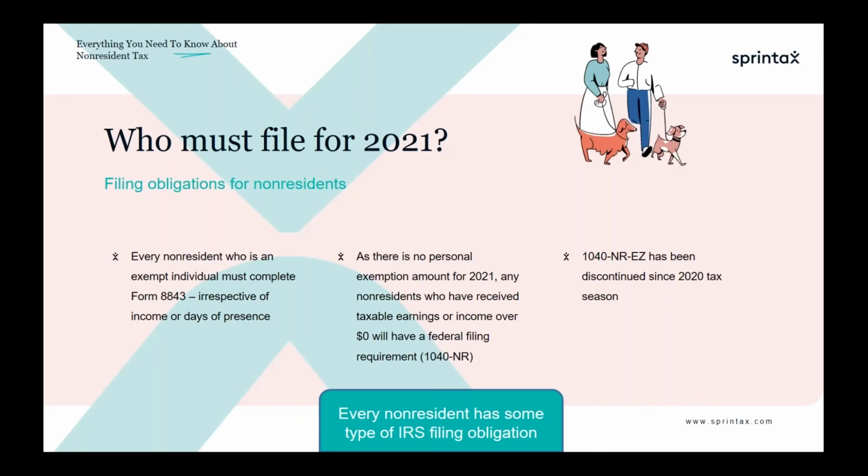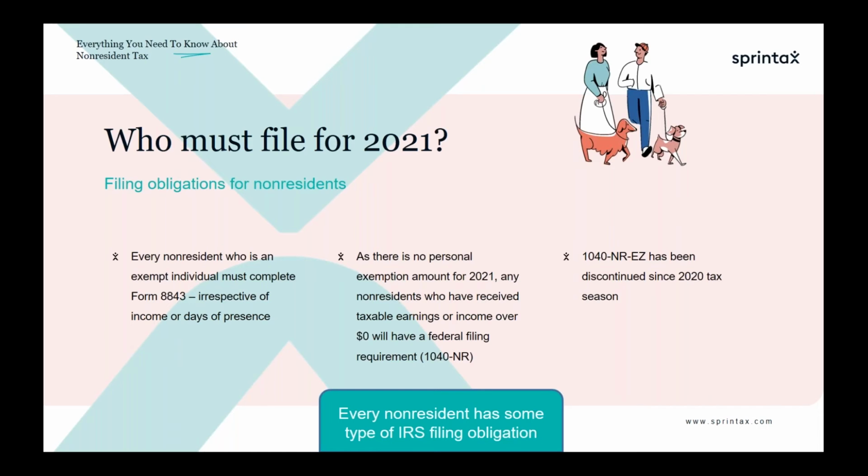But a big and important question is around who must file for 2021. And importantly, every non-resident needs to do something, and every non-resident has some type of IRS filing obligation. The minimum is typically Form 8843, and this needs to be prepared and filed by each non-resident who is an exempt individual and was present on US soil during the tax year. And it needs to be prepared and filed even if you didn't earn any income during the tax year. But I'll go through Form 8843 in a little bit more detail in the next slide.